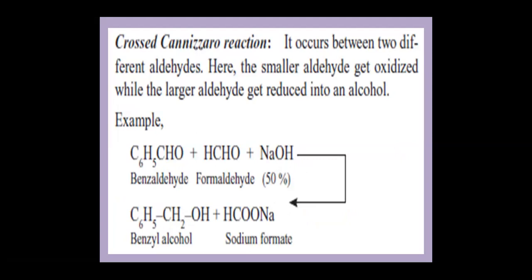Cross Cannizzaro's reaction. It occurs between two different aldehydes. Here, the smaller aldehyde gets oxidized while the larger aldehyde gets reduced into alcohol. So here benzaldehyde is the larger aldehyde and formaldehyde is the smaller aldehyde. It is treated with concentrated sodium hydroxide. So the smaller aldehyde gets oxidized into sodium formate and the larger aldehyde gets reduced into benzyl alcohol.